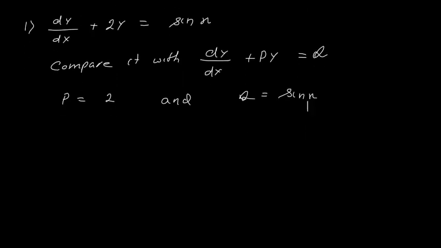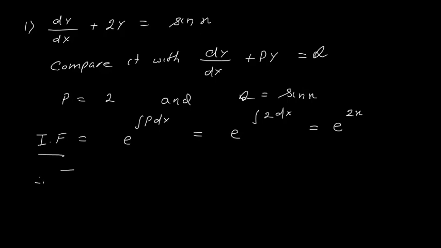So the next step is to find the integrating factor. The integrating factor is equal to e power integration of p dx. So this will be e power integration of 2 dx. This is e power 2x, right? This is the integrating factor. And your third step is therefore the general solution.